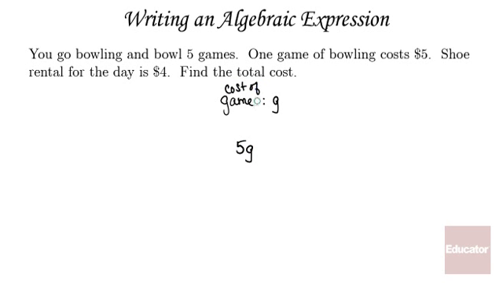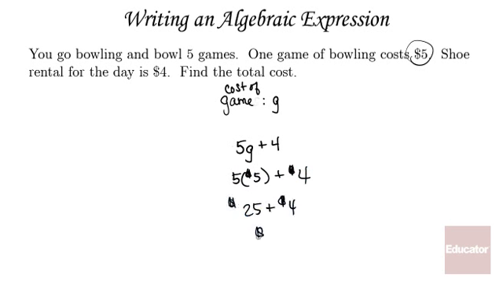That's the cost of games, or we should say the cost of 1 game, since I'm doing times 5 here. And then there's a flat rate for the rental of $4. So here's my algebraic expression: 5 games times the cost of a game, plus $4 for the shoes. Now let's plug in our $5 for each game. 5 times 5 is $25, plus the $4 for the shoes is a total of $29. So the total cost is $29.